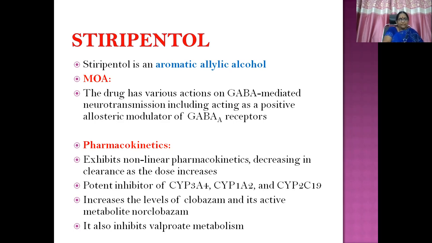It exhibits non-linear pharmacokinetics, with a decrease in clearance as the dose increases. Inhibitor of CYP3A4, 1A2 and 2C19. Increases the levels of clobazam and its active metabolite, norclobazam. Also inhibits valproate metabolism. Remember, this is like enzyme induction or inhibition. It is a very commonly asked question, whether it is for theory or viva for postgraduate students.